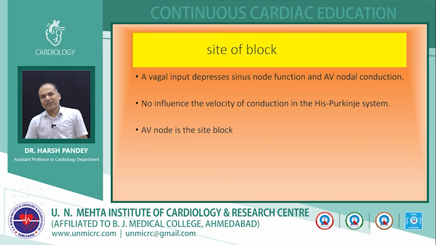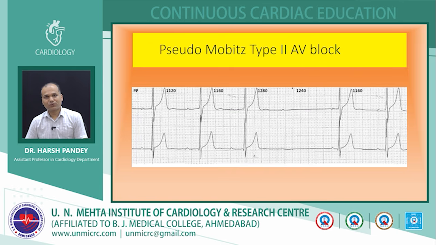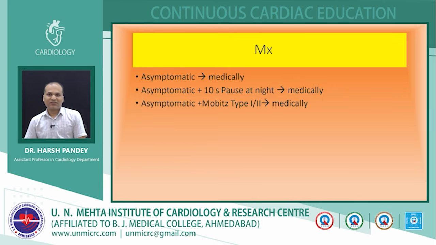The site of block is usually at the level of the AV node, and the vagal input usually depresses the sinus nodal function and the AV nodal conduction, and it does not have any influence on the velocity of the His-Purkinje system. So this is the strip showing the pseudo-Mobitz type 2 AV block. The PP interval is prolonged from 1120 to 1160 to 1280, and the PR interval is also prolonged here. So simultaneous prolongation of the PP interval and the PR interval suggests the patient may have pseudo-Mobitz type 2 AV block because of vagal mediation. Usually these patients are medically managed. They do not require any kind of attention unless they are very symptomatic.